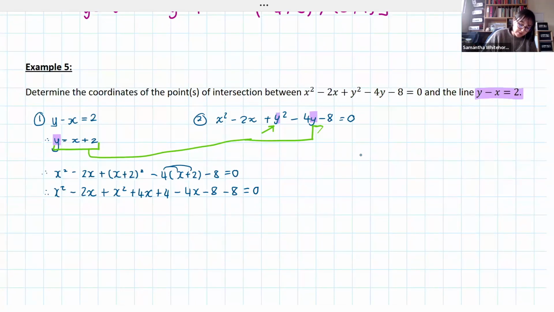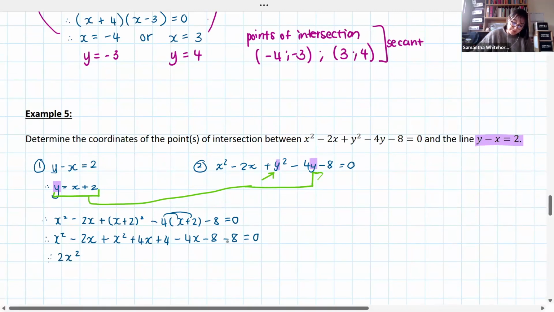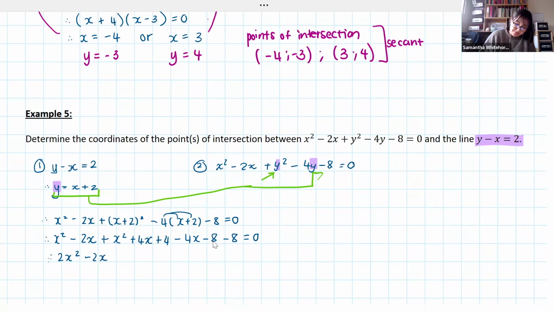Simplify, so x squared plus x squared is 2x squared. Then we've got our x term, so minus 2x plus 4x minus 4x is just minus 2x. And then we've got plus 4 minus 8, that gives us negative 12. Now again, I can see that I can divide everything by 2. So x squared minus x minus 6 equals 0.